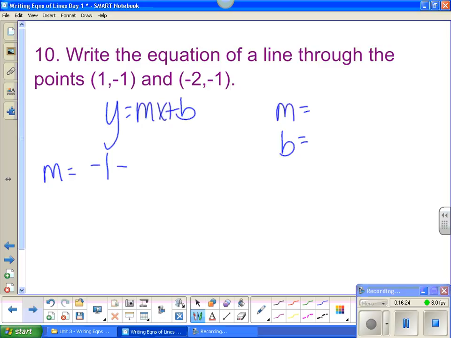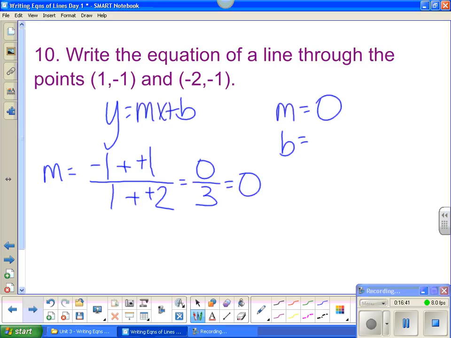Y minus y over x minus x. 0 over 3. 0 on top is 0. If you don't remember, you type it in your calculator. So my slope is 0. Okay, stop and think. If your slope is 0, this is the weird one, not the super freak. This is just the weird one.